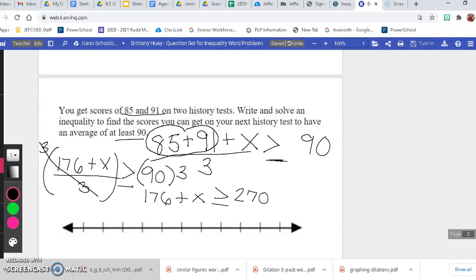Now from here, this isn't too hard to solve. To get the x by itself, we got to get rid of this positive 176. Its opposite would be negative 176 or minus 176. So I'm sorry guys, I know I'm running out of space. It's going to be x is going to be greater than or equal to, and let's see, 270 minus 176 is going to get us 94.